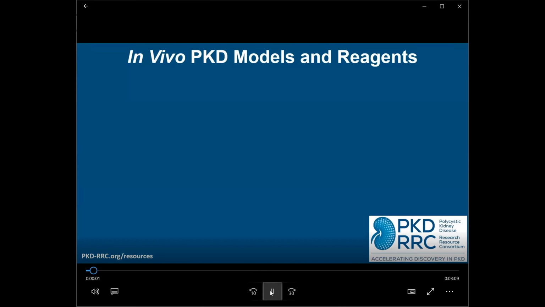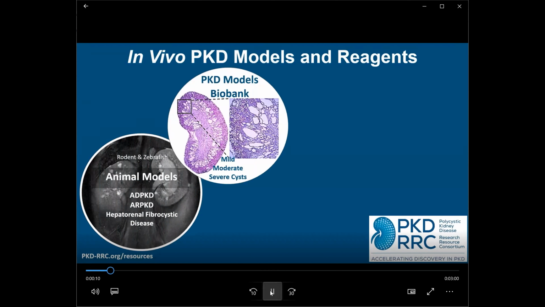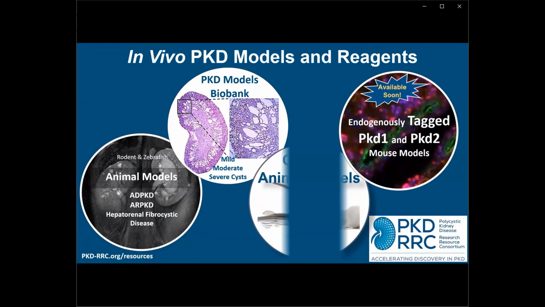The in vivo PKD models and reagents core distributes knockouts and conditional rodent models for ADPKD, ARPKD, and hepatorenal fibrocystic disease. We also distribute tissues from the most popular mouse lines with different degrees of cystogenesis. We are developing 2 new mouse models with a SNAP tag in polycystin 1 and a Halo tag in polycystin 2 that will be available soon.